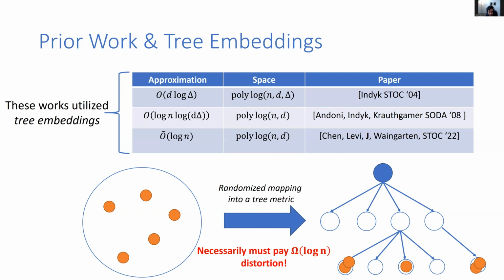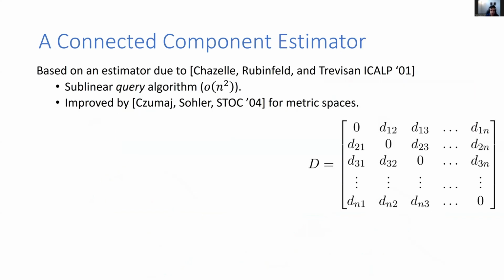And the series of works essentially gave better and better approximations by tighter and tighter analysis, culminating in this log n approximation from STOC of last year. Unfortunately, it's known that tree embeddings necessarily must pay log n distortion in this average case embedding, an expectation over the distortion of the embedding. So we can't actually hope to get better than a log n approximation using such tree embeddings, which means that if we want to get a constant approximation, which is the goal of this talk, we need to look elsewhere. So that's precisely what we do.